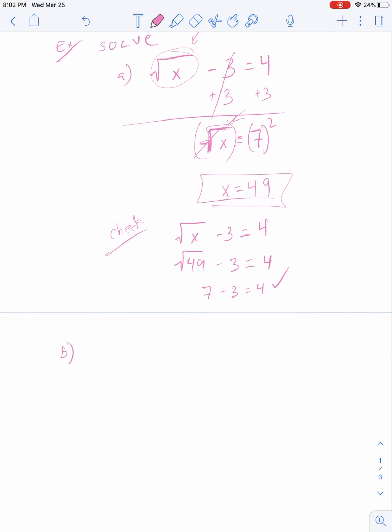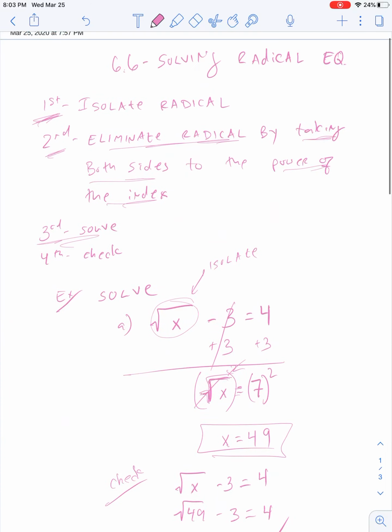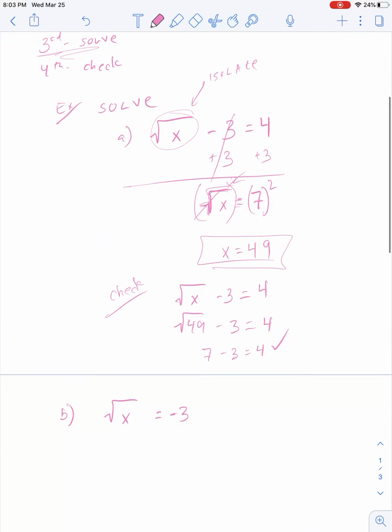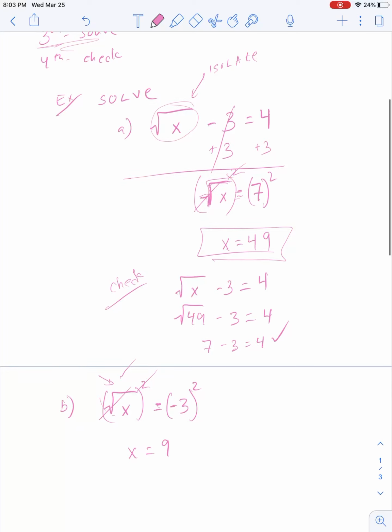Let's take a look at our next example, B. How about the square root of x equals negative 3? All right, so once again, first step, isolate the radical. We can clearly see we have our equal sign, radicals on one side. So that's good. Now we want to get rid of this, so we take it to the power of 2. Take that to the power of 2. Radical and that 2 cancel. We're left with x equals negative 3 to the power of 2 is 9.